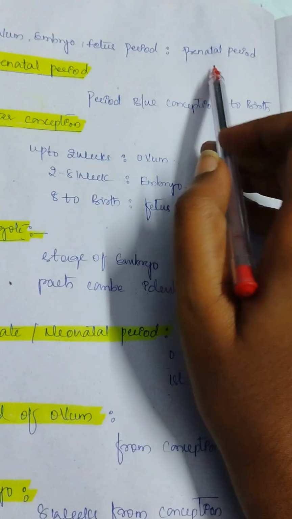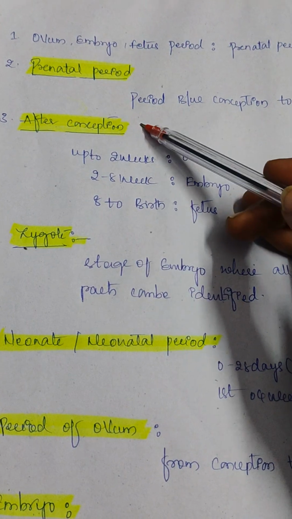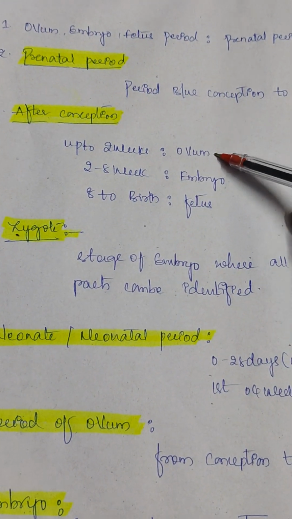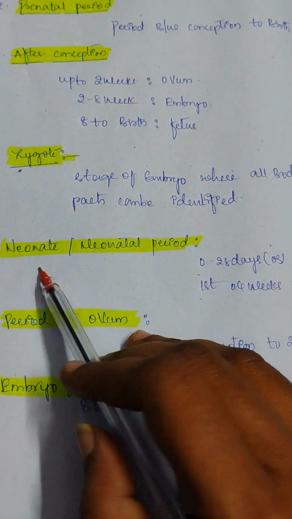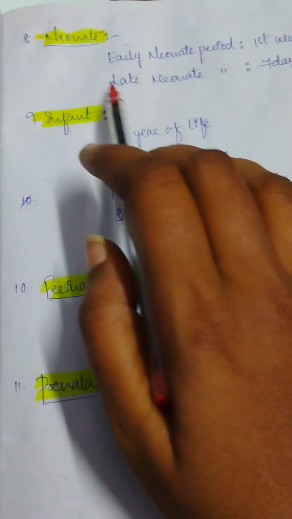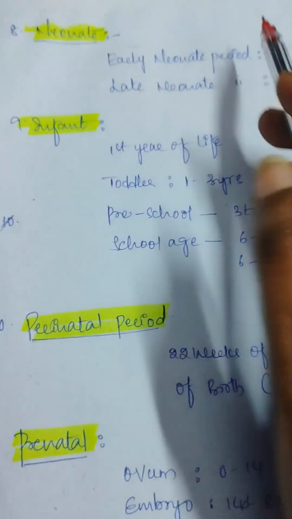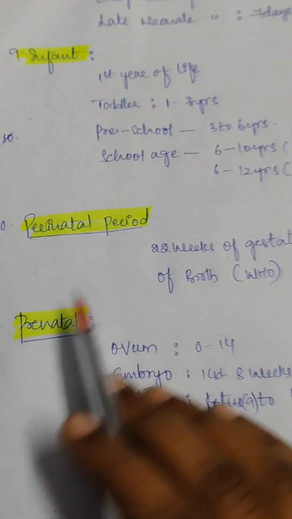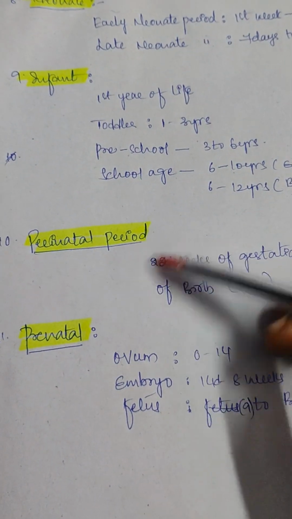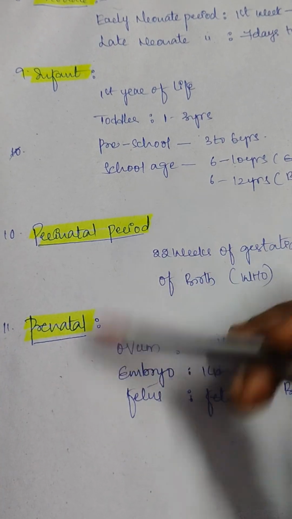So this is about the prenatal period and ovum period, embryo period, fetus period, zygote and neonate, two periods of neonate, and toddler, preschooler, school age, and the difference between prenatal and perinatal.